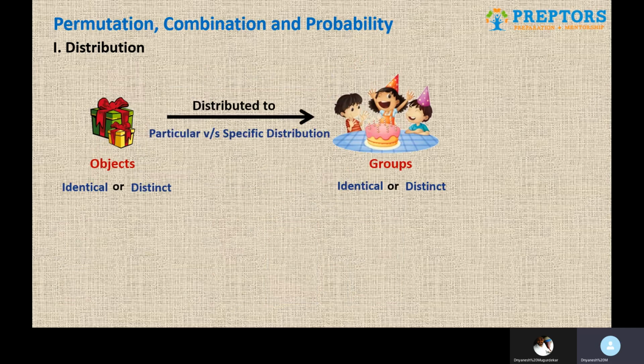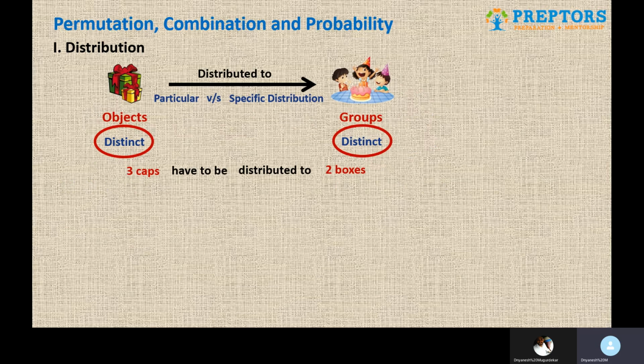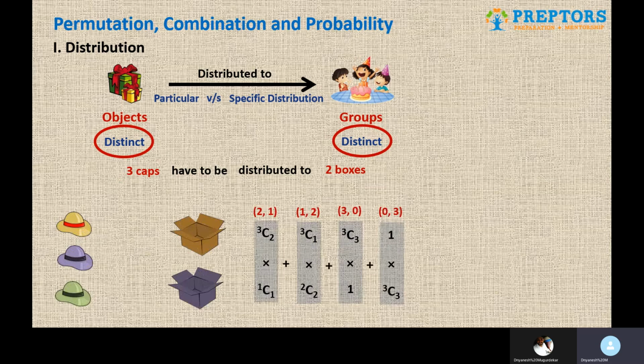Similarly, there are different types of distribution. One of them is particular, one of them is specific. Let's understand the difference between the two. So 3 caps have to be distributed in 2 boxes. This was the scenario. And then the additional layer, look at the language. One of the boxes contains 2 hats and the other one contains 1 hat.